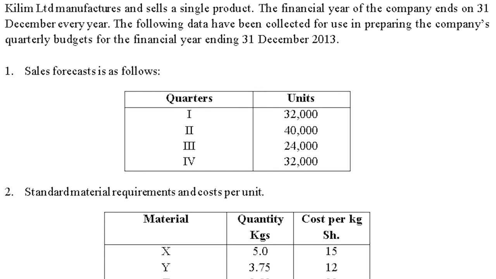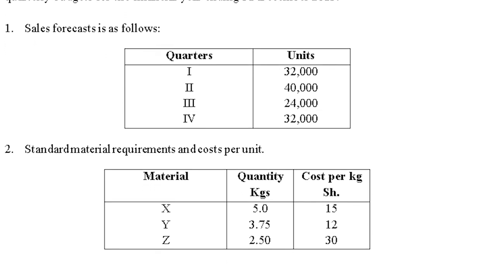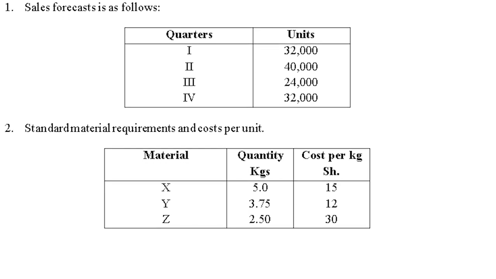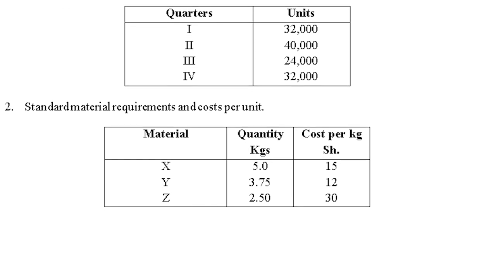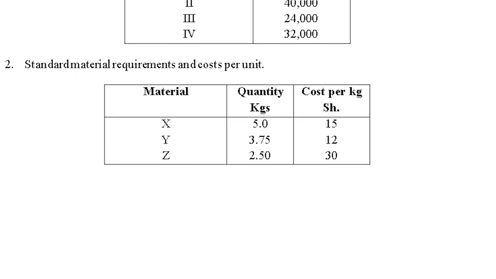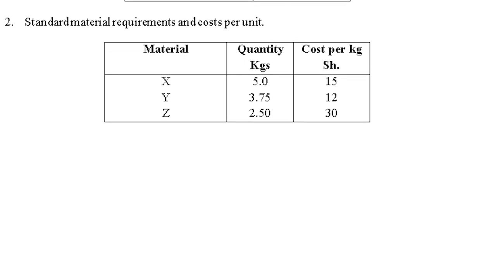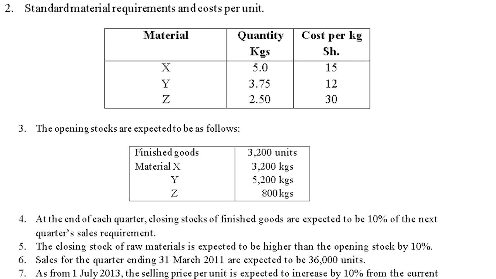1. Sales forecast is as follows. Quarter, and you have units. Quarter 1, that's 2,000. Quarter 2, that's 40,000. Quarter 3, 24,000. Quarter 4, that's 2,000. Number 2, standard material requirements and cost per unit. Material, quantity in kgs and cost per kg. Material X, 5.0 kgs, 15 shillings. Material Y, 3.75 kgs, 12 shillings. Material Z, 2.5 kgs, 30 shillings.